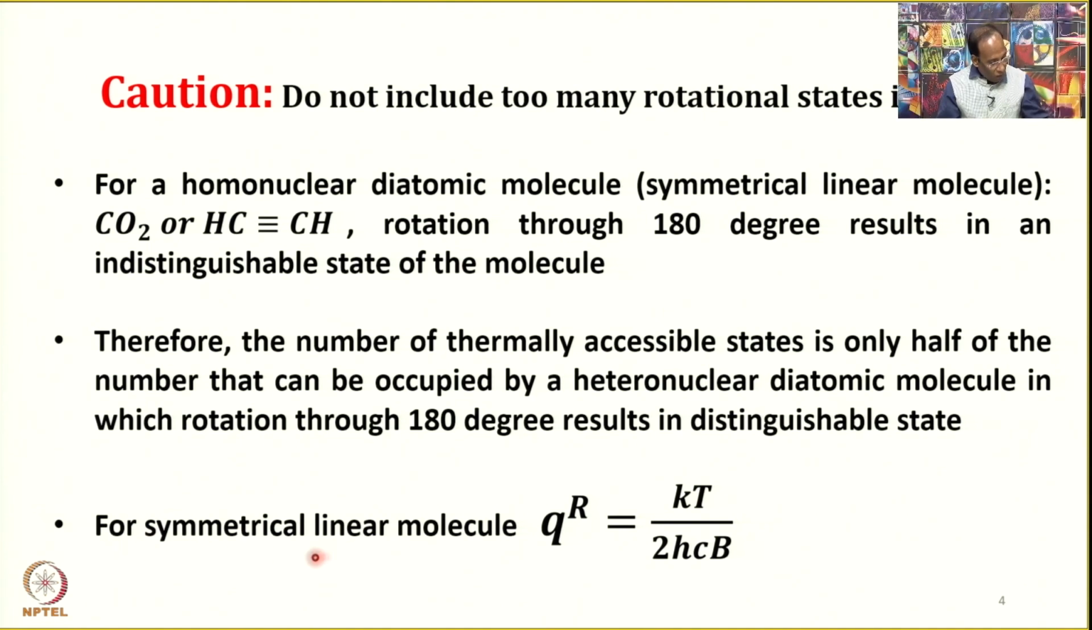Therefore, when you modify that expression for a symmetrical linear rotor, it will be q_R = kT/2hcB. This additional factor of 2 is introduced in the denominator because if you do not include it, you may be counting too many rotational states, that means double the rotational states. So that is why this caution is given: do not include too many rotational states in the sum.